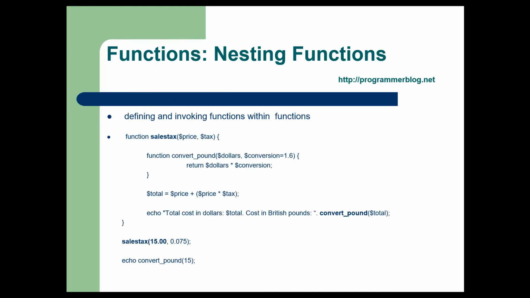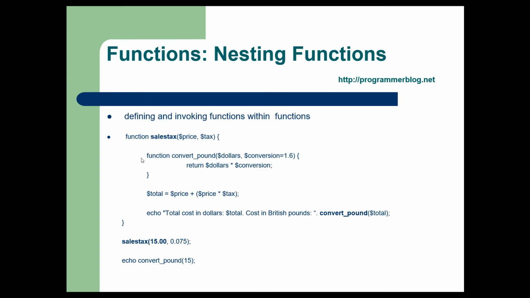Nesting functions. In PHP, we can define functions inside the functions. We have a function sales tax that receives parameters $price and $tax. Inside the sales tax function, we have defined another function convert_pounds. This function receives an amount in dollars and a conversion rate, and returns the amount in pounds. After this function, we have $total that returns us the total cost with the sales tax. In this print statement, we are printing the $total in dollars and also the total converted to pounds.